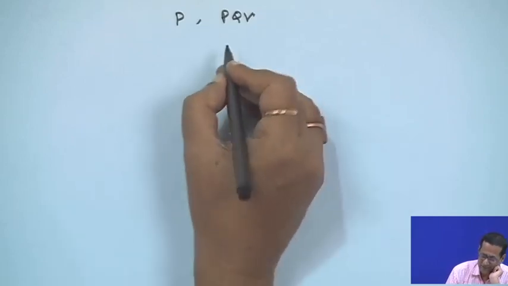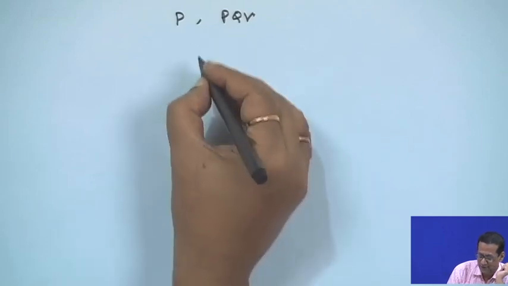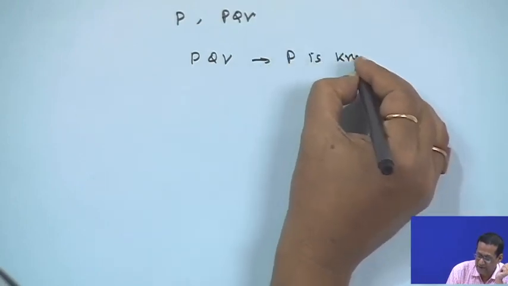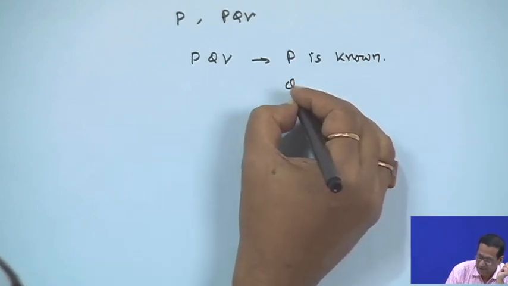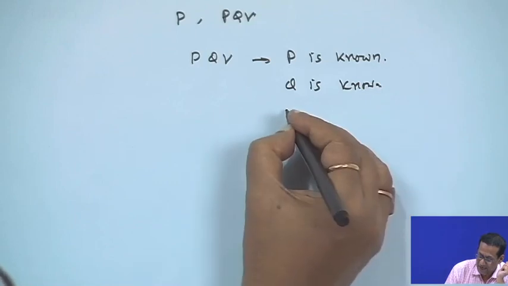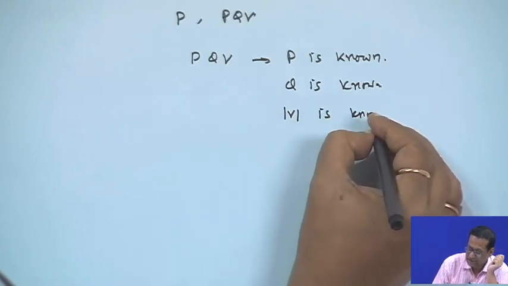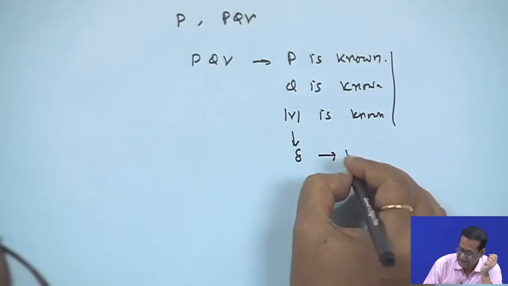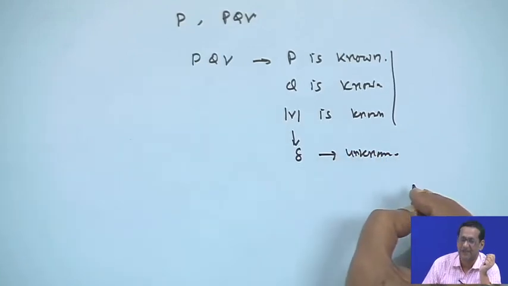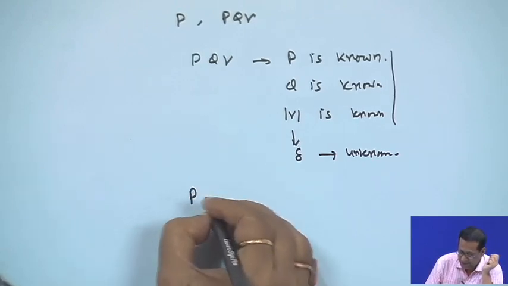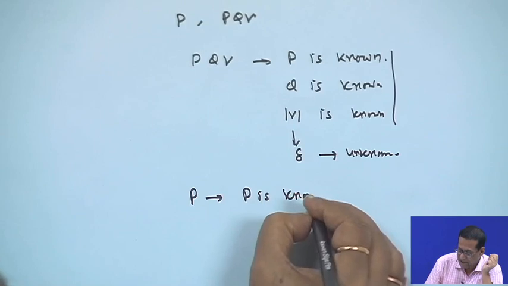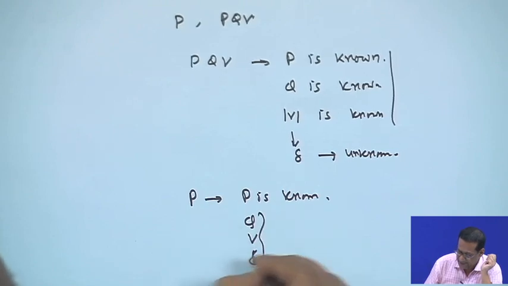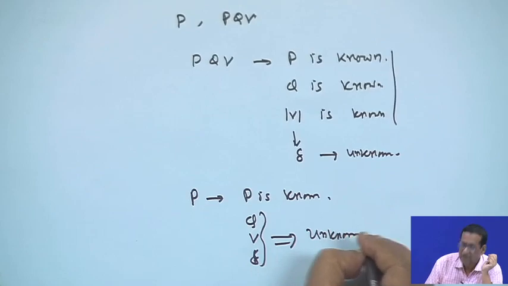For the PQV bus, P is known, that is real power is known, very interesting, Q is also known, and voltage magnitude is also known. These three quantities are known for the PQV bus, and the only unknown is the voltage angle delta. And for the P bus, only P is known, but Q, V and delta of the P bus are unknown quantities.